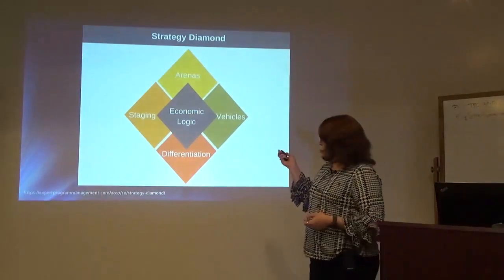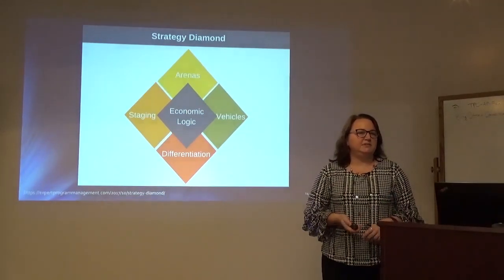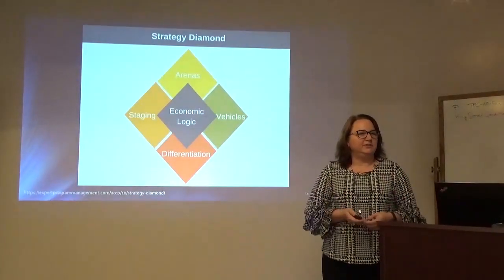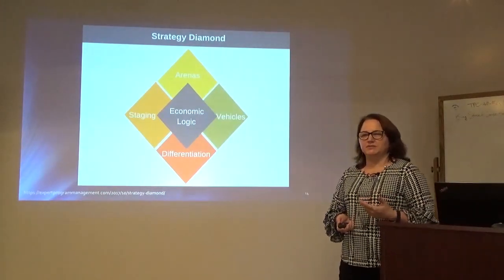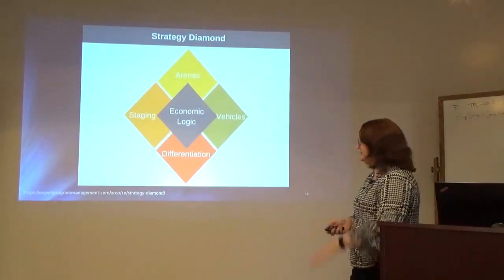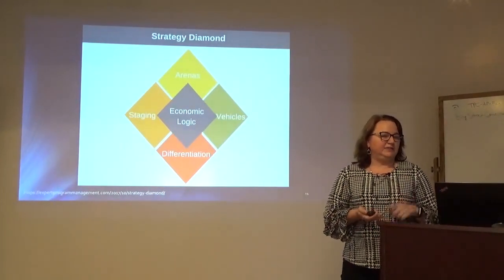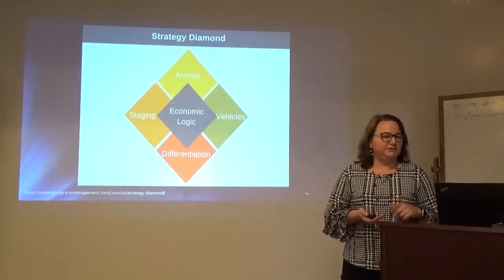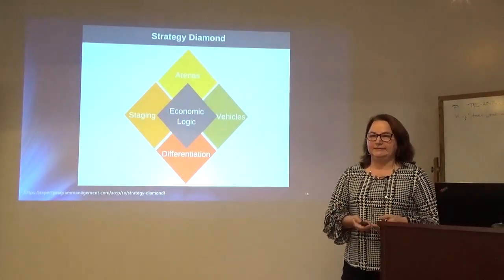So the strategy diamond is not mine. I didn't come up with this idea. There's several articles. I couldn't actually find where it originated, but there are 5 main elements of a strategy: the arenas, vehicles, differentiation, your staging, and your economic logic. Right? And we're going to walk through those 5 things.